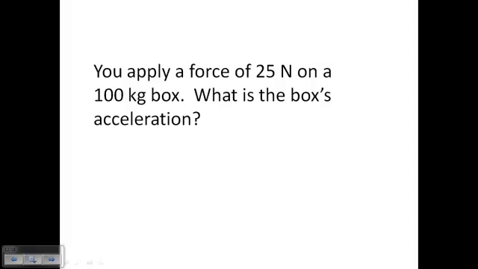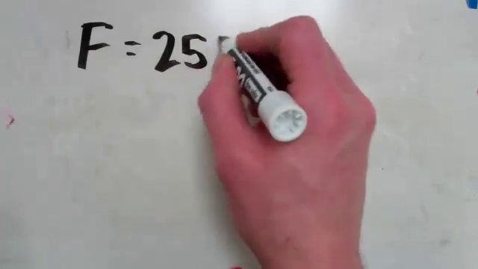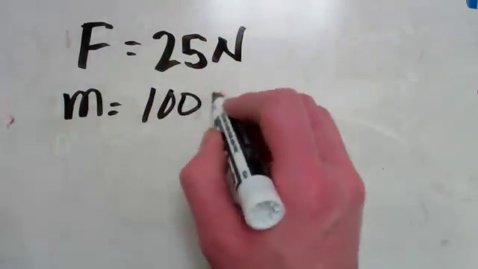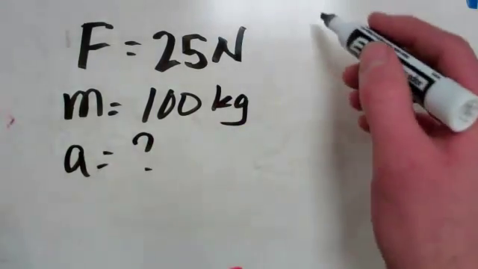Alright, here's another one to try out. You apply a force of 25 newtons, so we have the force this time, on a 100 kilogram box. What's the box's acceleration? Let's try this one out together as well. So we know the force is 25 newtons. We know the mass is 100 kilograms. What's the acceleration?